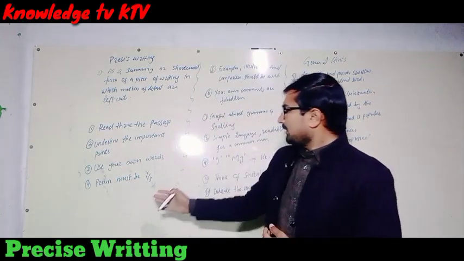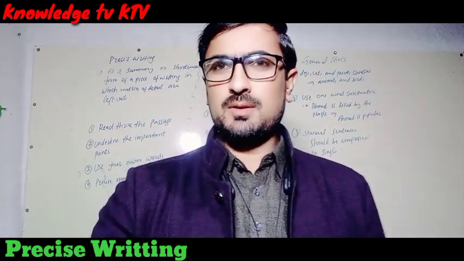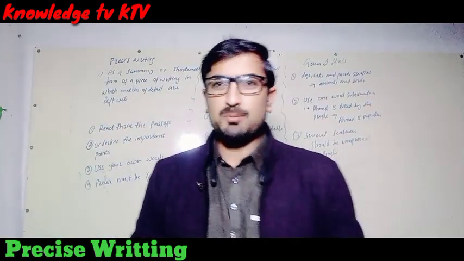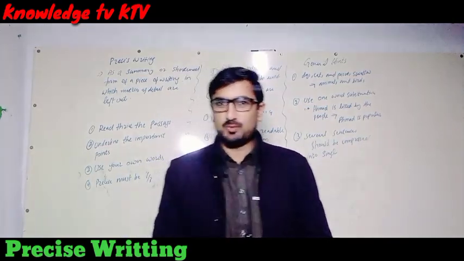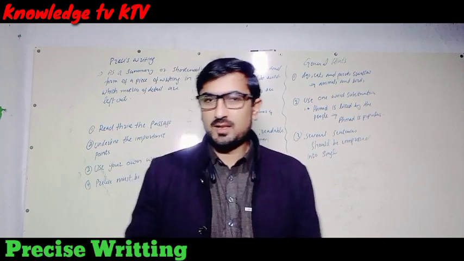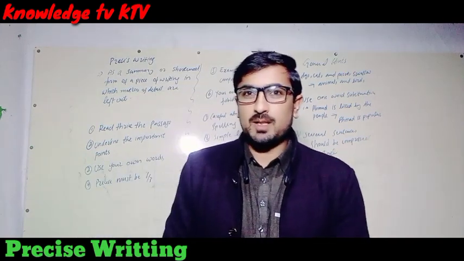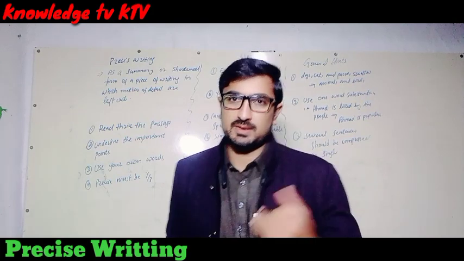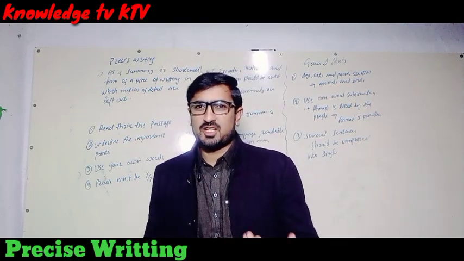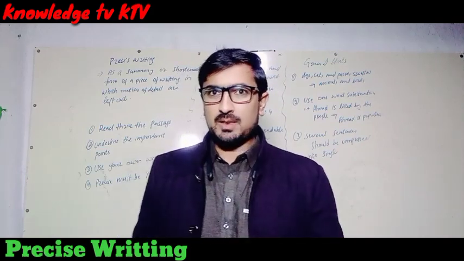Number four is that the precis must be one third of the original passage. This is very important because it is also asked in the question that you should write one third of that paragraph. So you convert the original paragraph into one third. For example, a ten line paragraph you should convert into three, or maybe four lines.